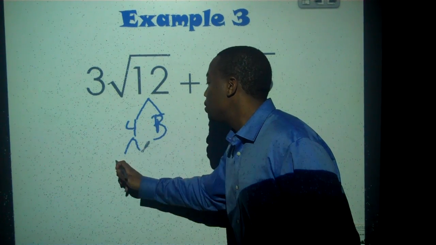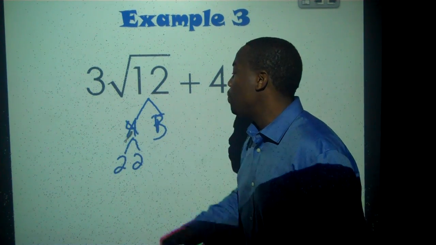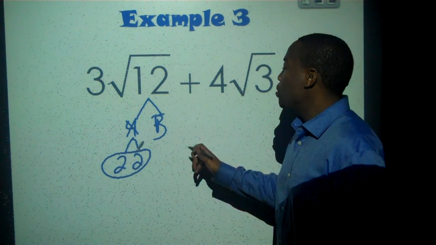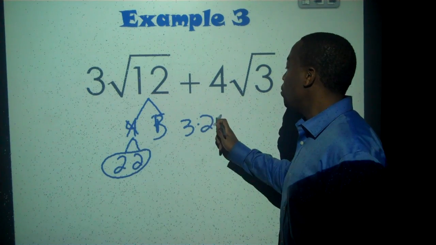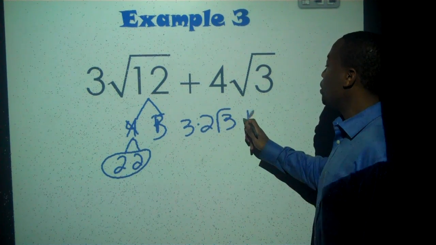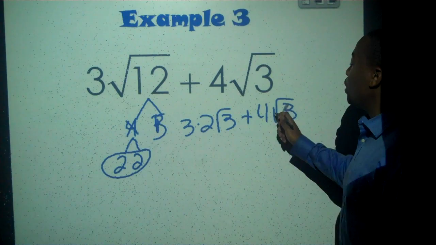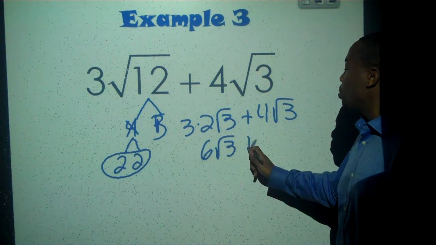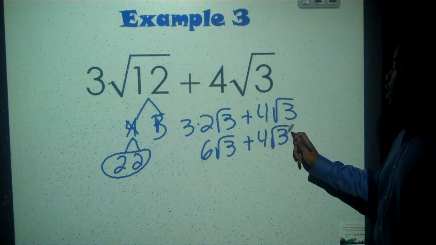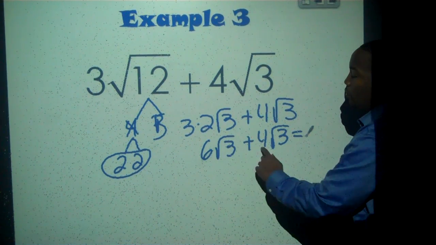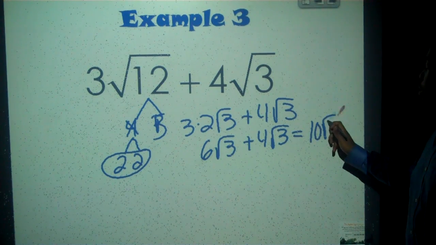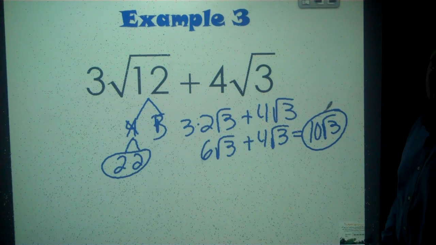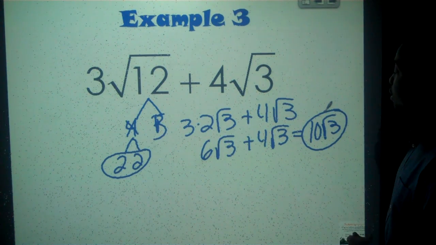That can be broken down into 2. I'm going to X out my 4 here, and I have how many? I have a group of 2's. So that would be 3 times 2 root 3 plus 4 root 3. And now what's 3 times 2? 6 root 3 plus 4 root 3. And now my answer will be 6 plus 4 gives me 10 root 3. Here we go. Very simple, very straightforward. Alright, that's example 3.